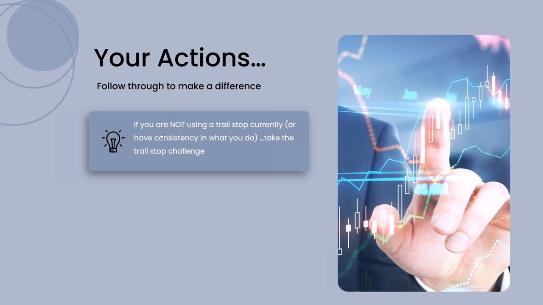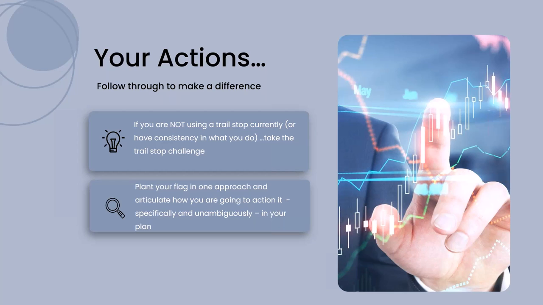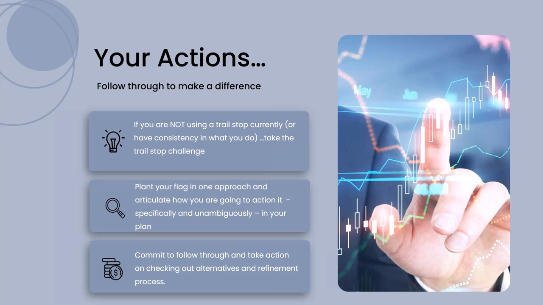So your actions. Look, if you're not using a trail stop currently, take the trail stop challenge. Just stick a 20 EMA or 25 EMA, use a close price beneath that and see what would have happened compared to what you actually got. And then plant your flag in one approach. Articulate how you're going to action it specifically and unambiguously in your plan, and have a go at some of the others. Then once you've done one, if you're already using trail stops, compare one against the other.